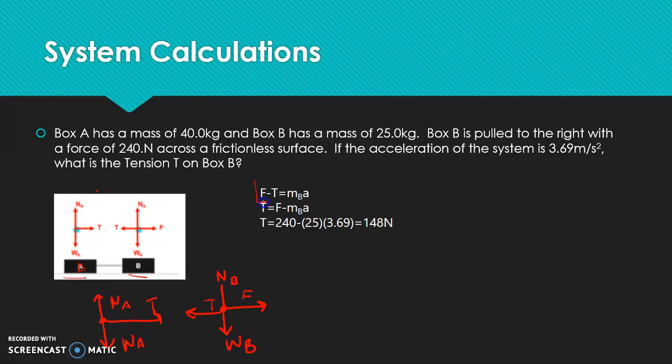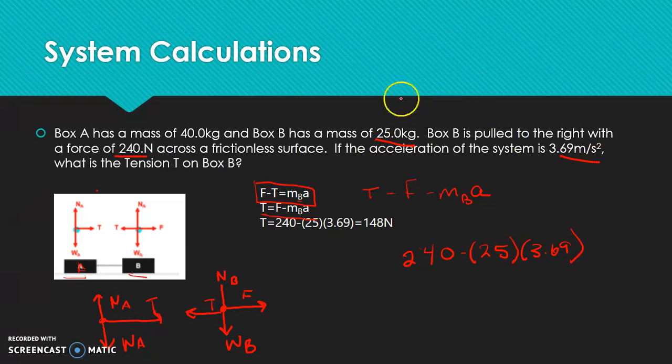Alright, so now let's think about the formula that we have, and again it's the same formula that we're using. These little B's and little A's sometimes throw off students, but remember it's just signifying that it's box B. So we rewrite the formula to solve for T, and we get T equals the force minus the mass of box B times acceleration. We plug in what we know, 240 minus 25 times 3.69. And again, this is all given to us in the problem. We have 240, 25, and 3.69.